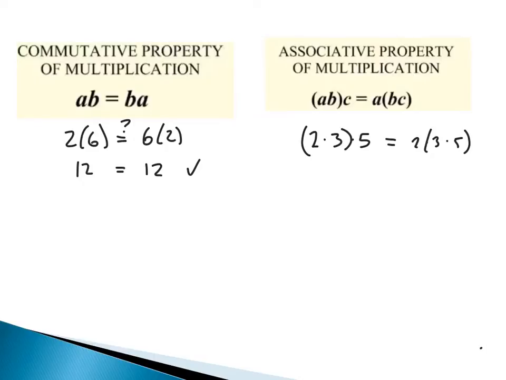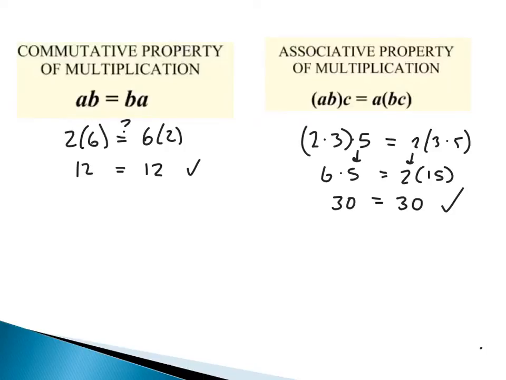Well, in this case, remember, you can only multiply or add or subtract or divide two things at once. So 2 times 3 here is going to give me 6, times 5, which I'm just carrying down because I haven't multiplied it yet, is going to give me 30. Let's see if that gets us the same thing on the other side. So here I'm going to start with the 3 times 5 first. That's going to give me 2 times 15. Again, carry the 2 down. 2 times 15 gives me 30. So, whoa, hey, it works.